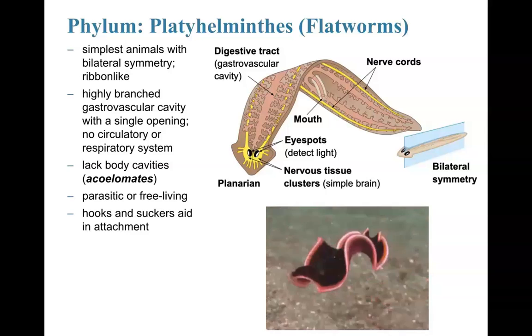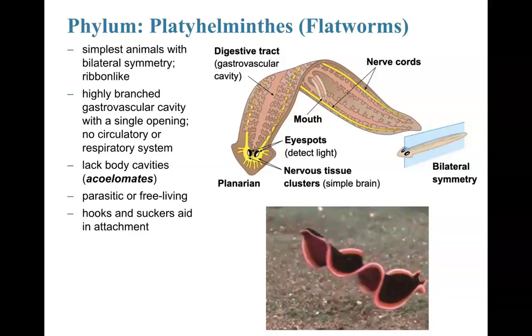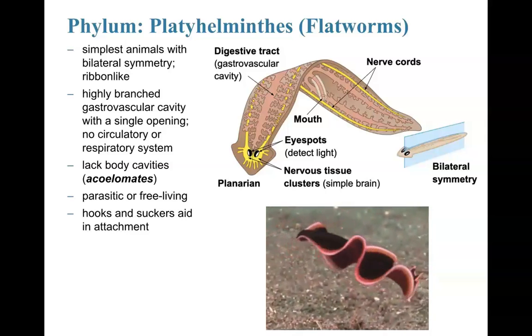Platyhelminthes are the first animal I'm giving to you that have the simplest bilateral symmetry. Everything else will have more complicated bilateral symmetry. Okay, hopefully that makes sense.